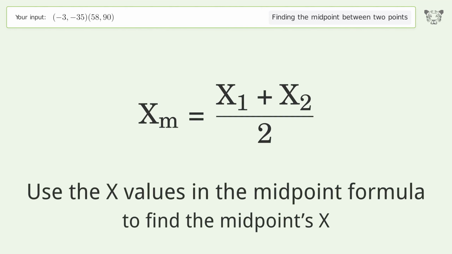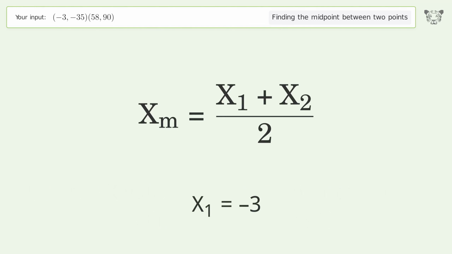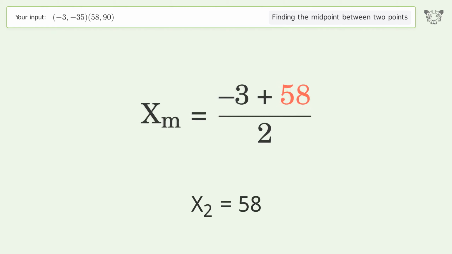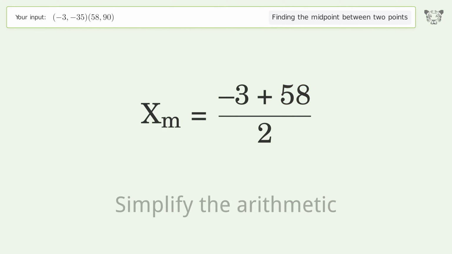Use the x values in the midpoint formula to find the midpoint's x. x1 equals -3. x2 equals 58. Simplify the arithmetic.